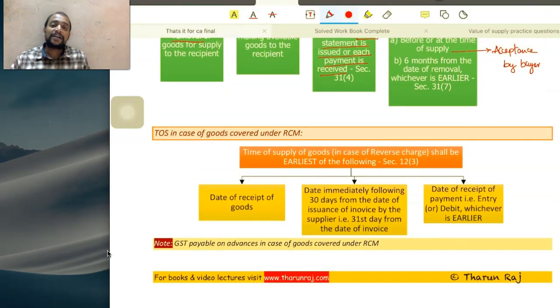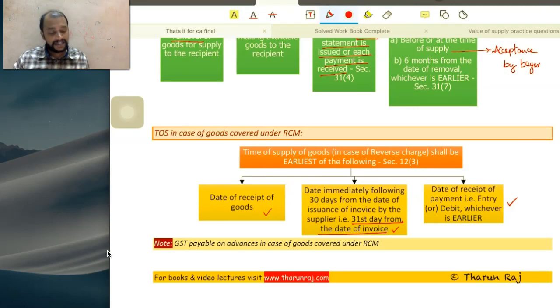Then next, in case of goods covered under reverse charge mechanism, we have to take the earlier of 3 dates: the date on which goods are actually received, or the 31st day from the date of invoice, or the date on which payment is made by the recipient to the supplier. The 31st day from the date of invoice is the day immediately succeeding 30 days. Out of these 3, whichever is earlier should be taken as the time of supply in case of goods covered under RCM.